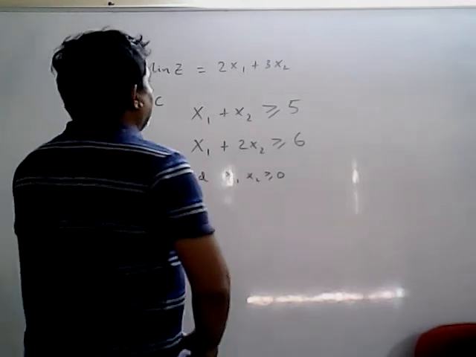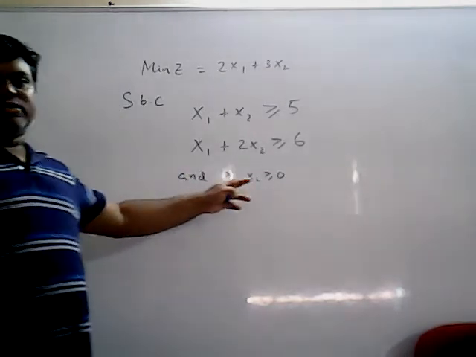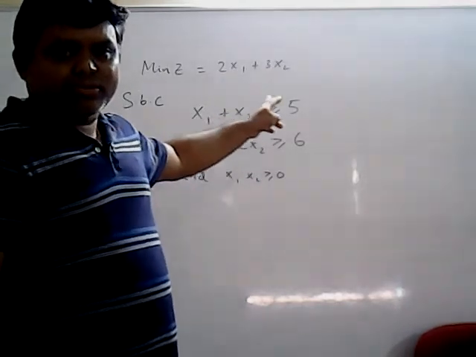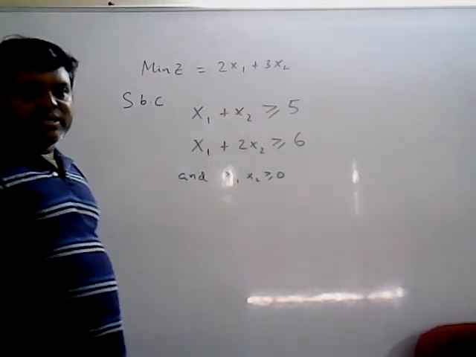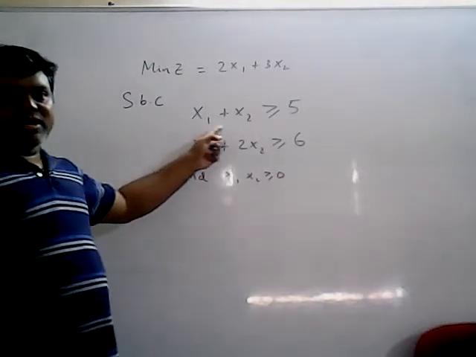Okay. Now, how many decision variables are there? Two decision variables are there. This particular problem, if you want, you can solve by using the graphical method also. But you cannot solve this problem by using the ordinary simplex method.